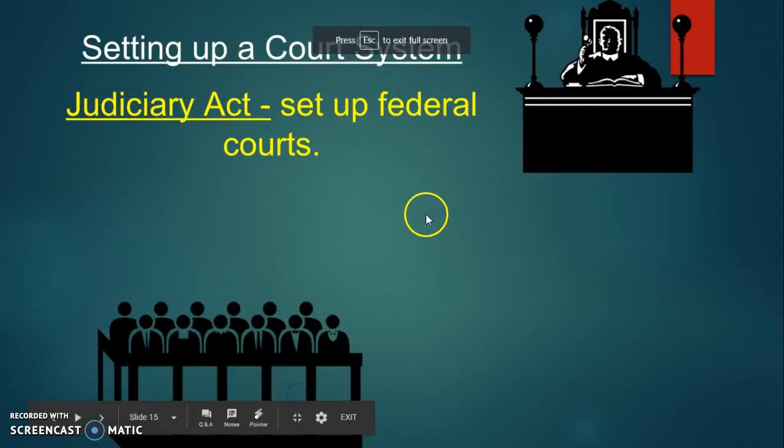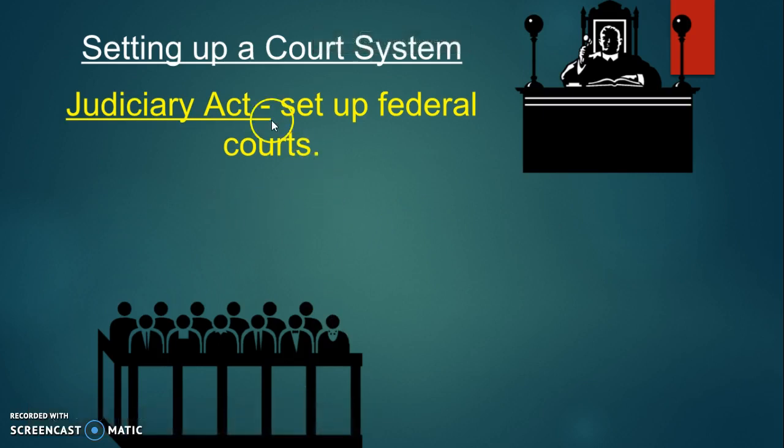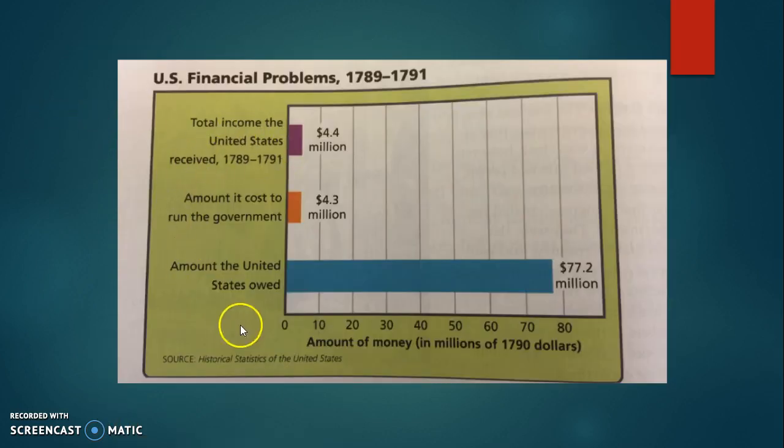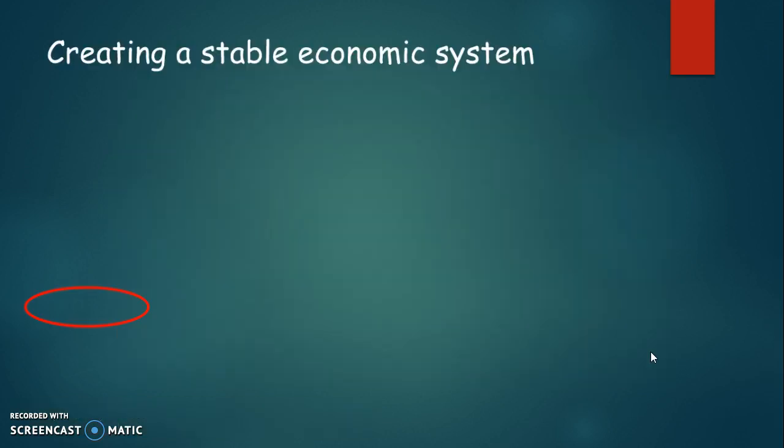All right, we got to set up a court system. So Congress and the President passes the Judiciary Act. You have that in your notes. It's in yellow. Write it down. Federal courts. Look at this graph. Pause it for a minute. Read it. As you can see, we're in a lot of debt.